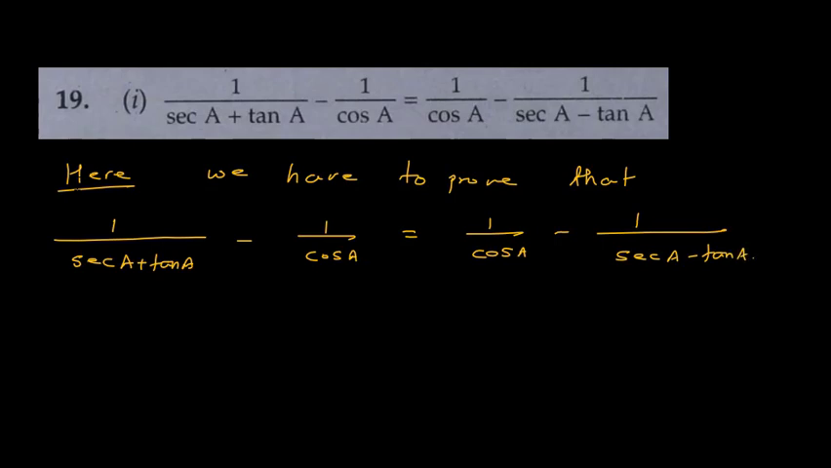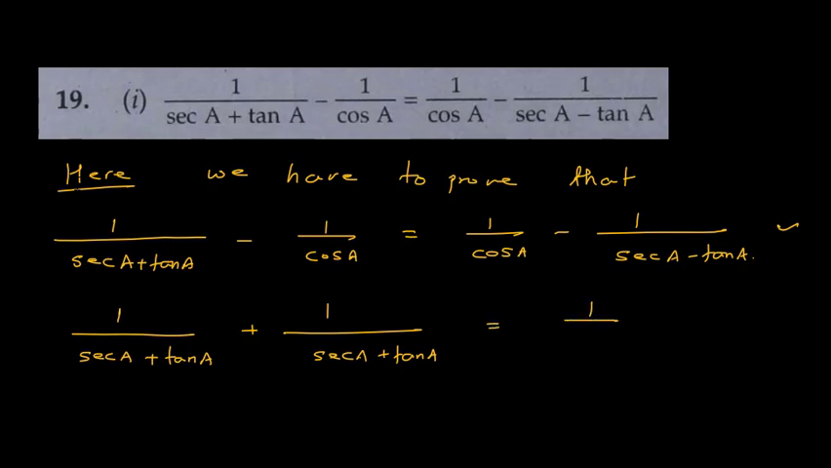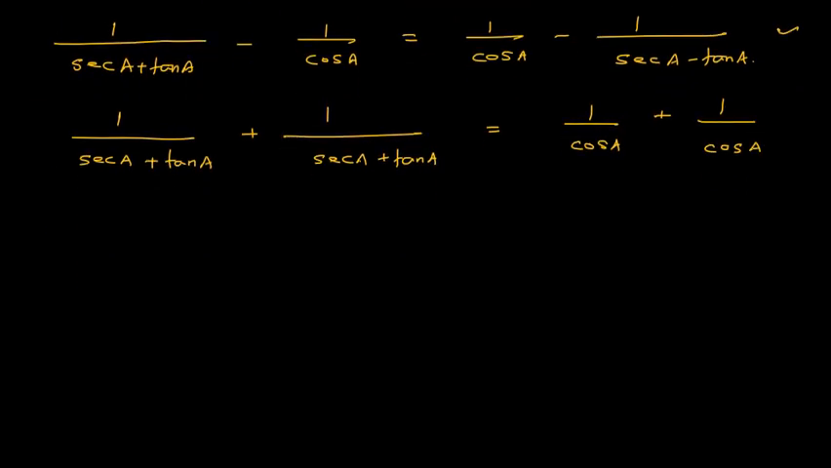Okay, so what I will do, this minus I will bring on this side, and this minus 1 upon cos A I will bring on right side. So here I will say that this is 1 upon (sec A plus tan A) plus 1 upon (sec A minus tan A) is equals to, on this right hand side it will become 1 upon cos A plus 1 upon cos A. So here in left hand side we have 2 times, so it is 2 upon (sec A plus tan A).